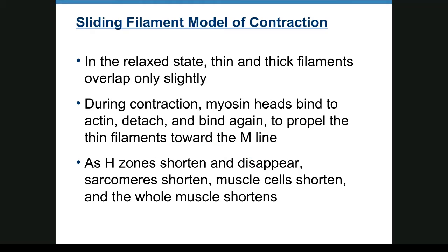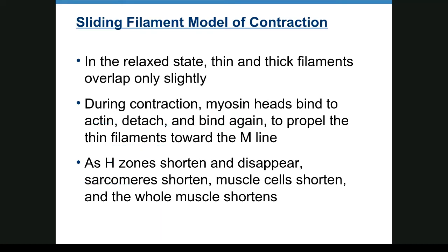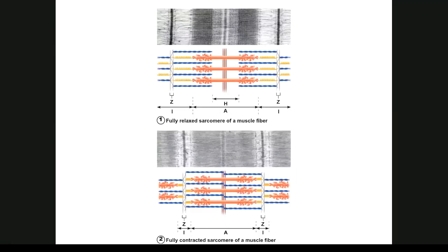Sliding filament model of contraction. In the relaxed state, thick and thin elements only overlap slightly. During contraction, due to the calcium coming in and moving the troponin and tropomyosin, myosin heads bind to actin, detach, bind again, so they propel towards the center, towards the M line. H zones shorten, sarcomeres shorten, the entire cell shortens, because as each sarcomere shortens, that causes the entire muscle cell to shorten.